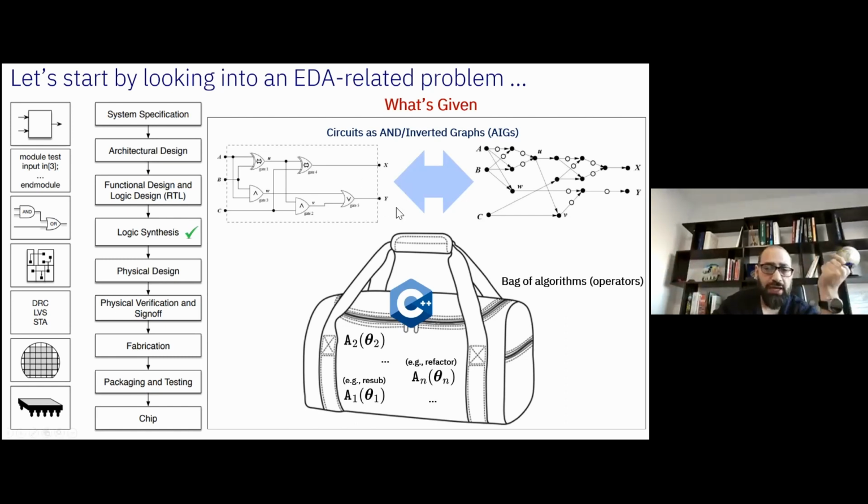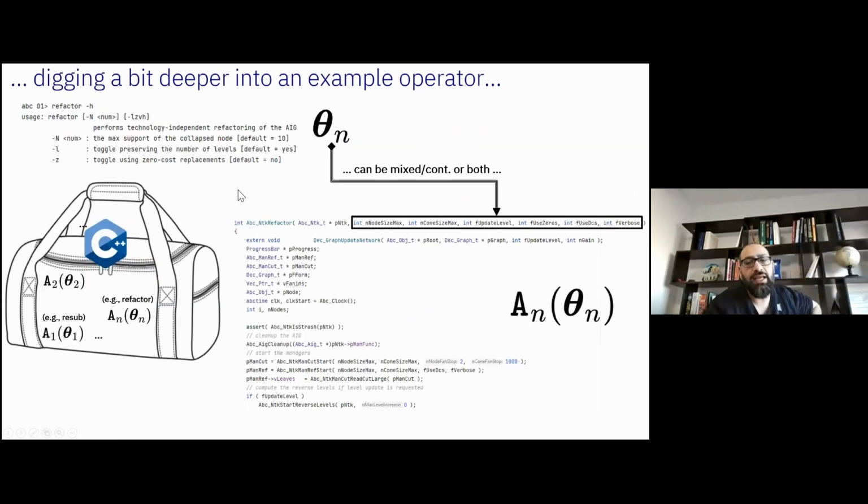Just to give you an idea that this is a messy problem, I'll show you an example of one of those operations. There's a library called ABC, which is a library for logic synthesis, and it has implemented those operations that you can execute on the graph. Here I give you an example. Notice there is no need to understand all the details, but the idea is that this is C++ code, so there's no hope of differentiability through these things. This is C++ code.